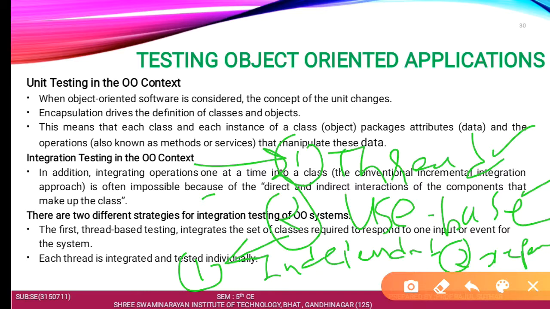In use-based testing, the independent classes are tested at the beginning, and then the testing process is performed on the dependent classes. Driver and stub.